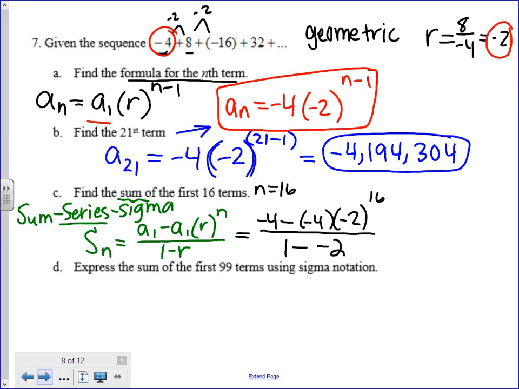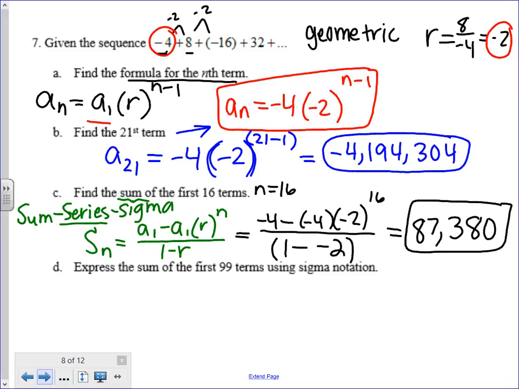Very carefully, once again, I put this in my calculator. Sometimes in your calculator, you might have to put the denominator in parentheses as well. When I find the sum there, I end up getting that the sum is 87,380.